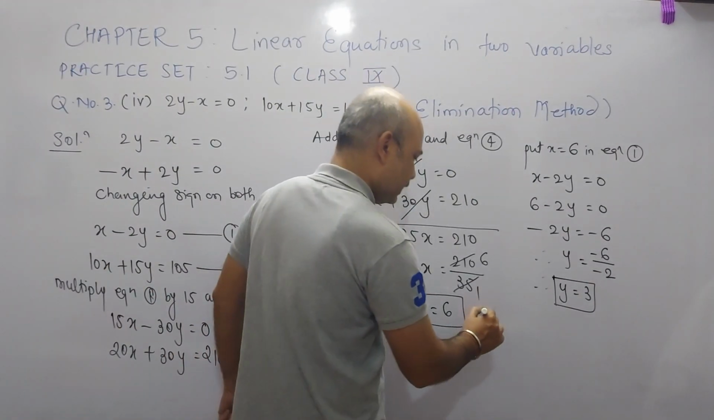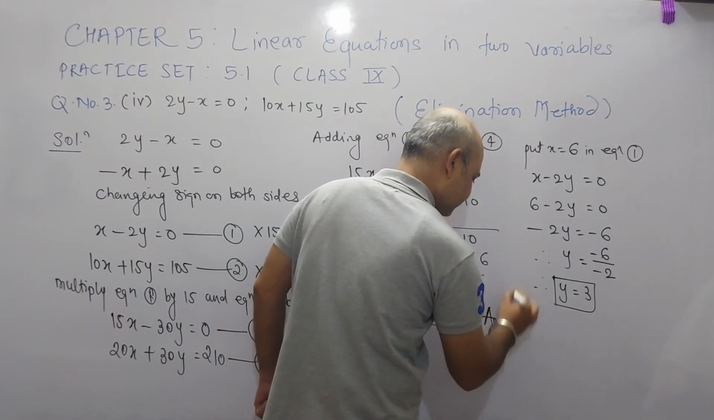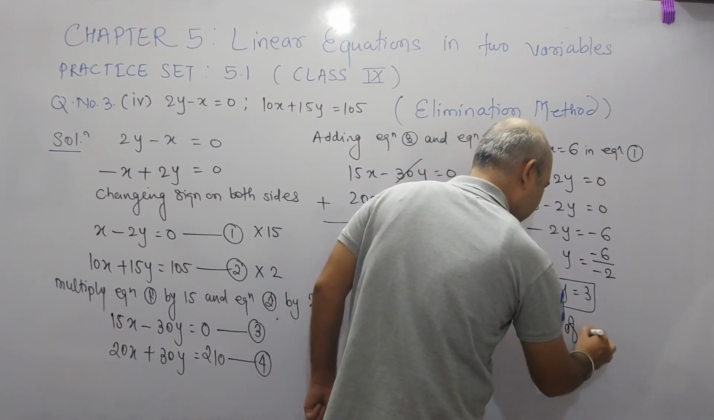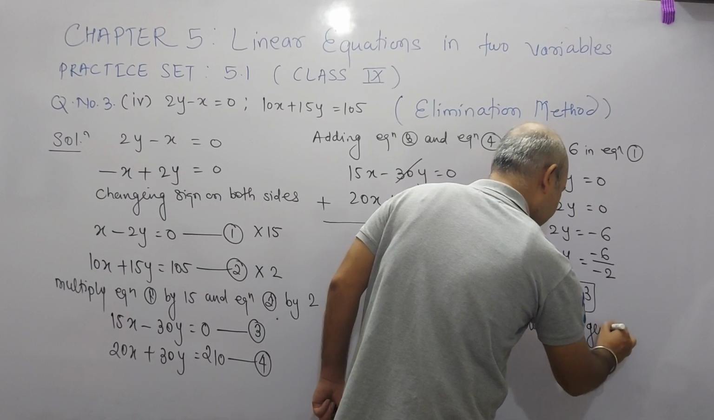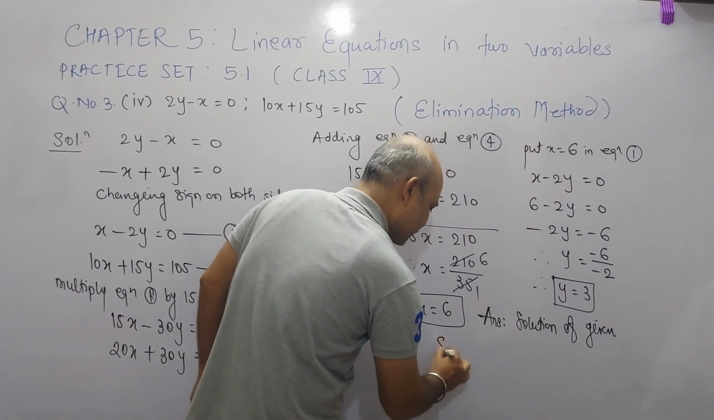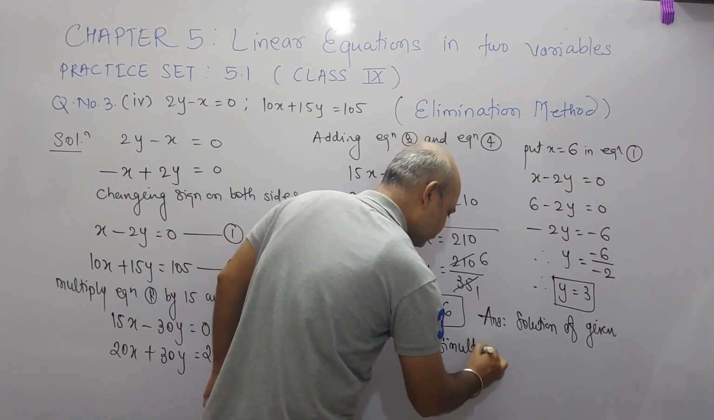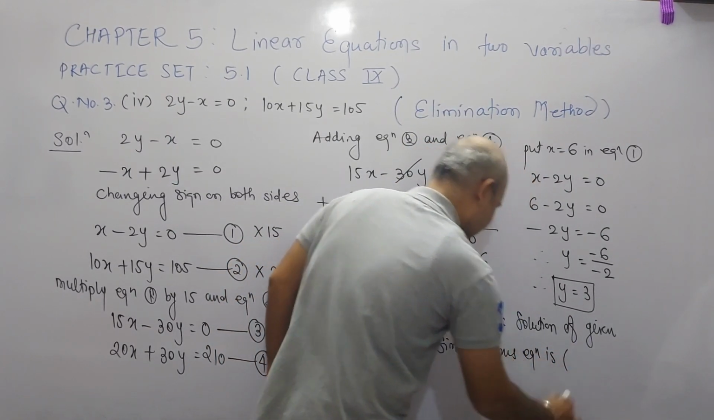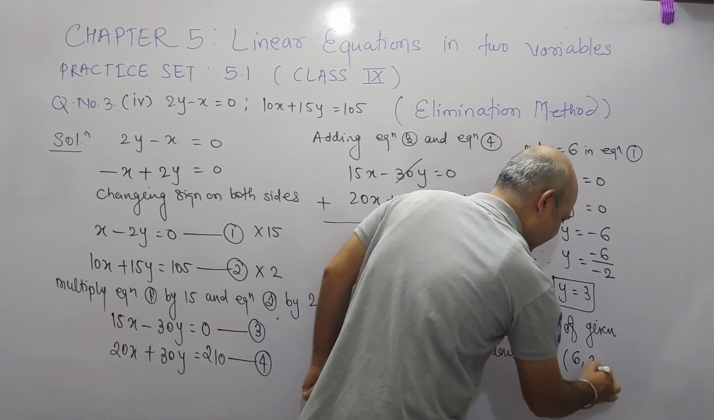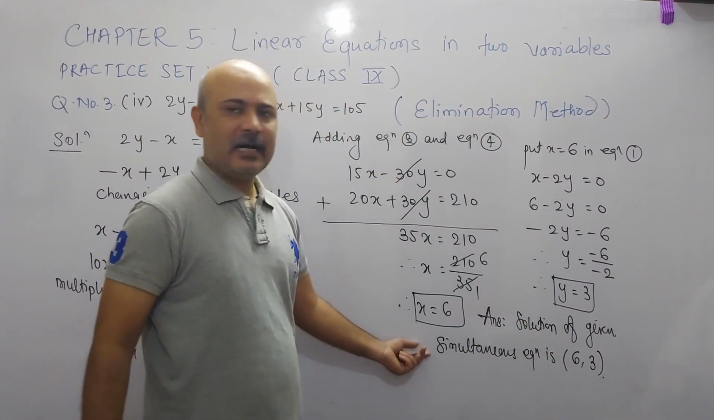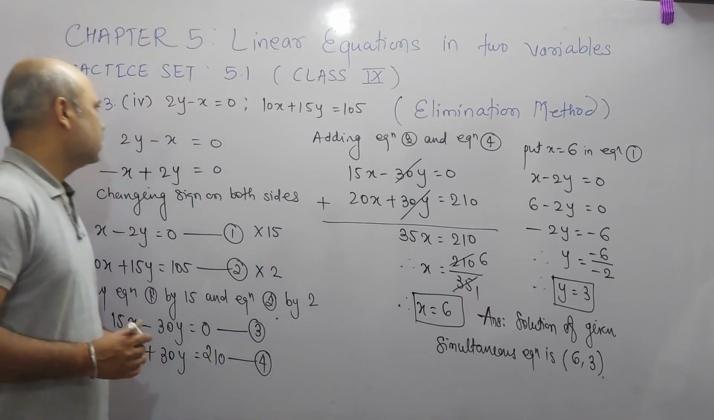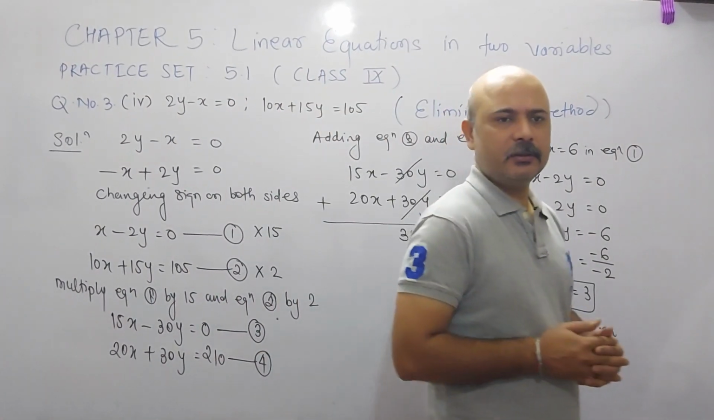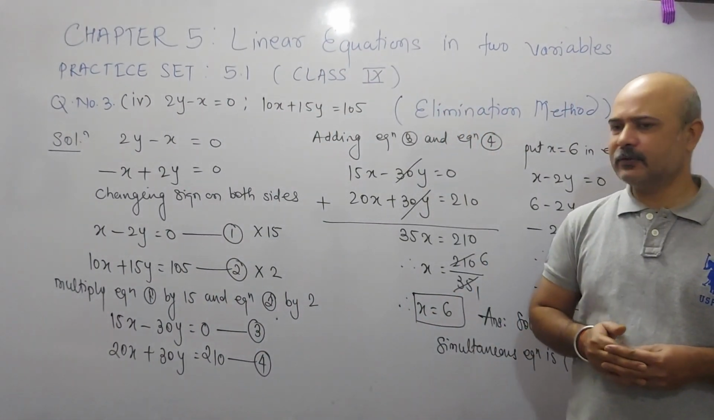Again we will write the answer. Solution of given simultaneous equation is x is 6 and y is 3. So this is the answer of the fourth sub question of question number 3. So have you understood? Yes, sir. Okay, fine. So write on.